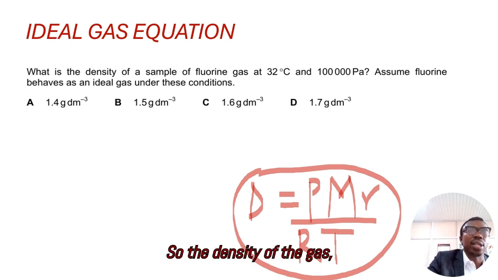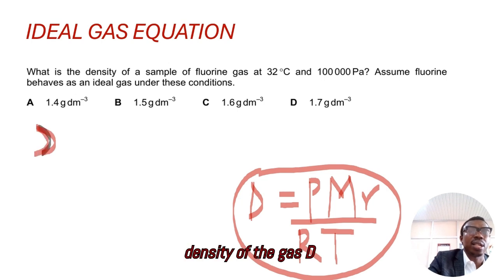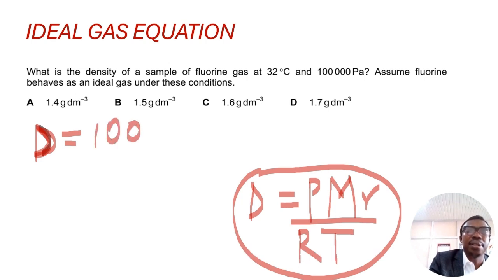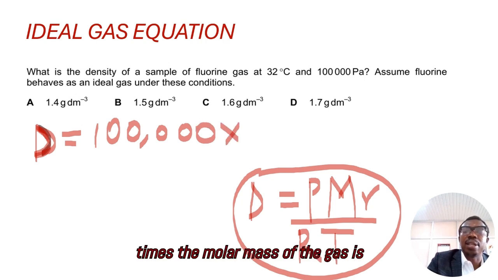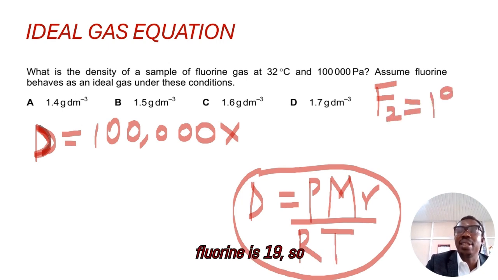So the density of the gas, D, is equal to the pressure. The pressure is 100,000 Pascal times the molar mass of the gas. The gas is fluorine. The relative atomic mass of fluorine is 19.